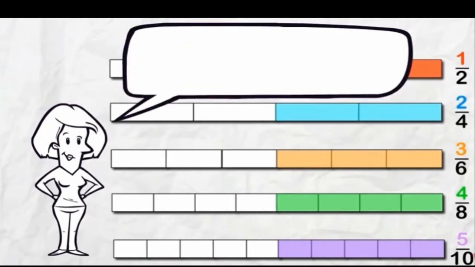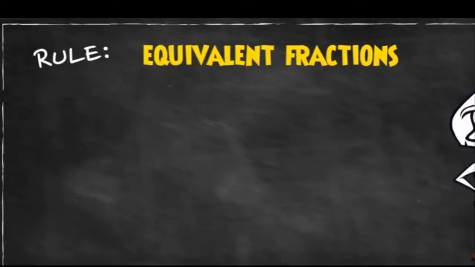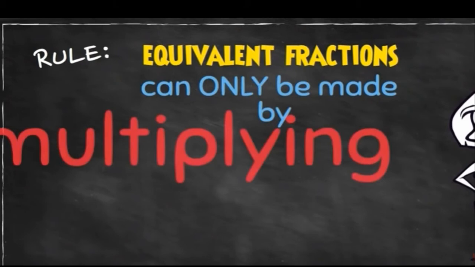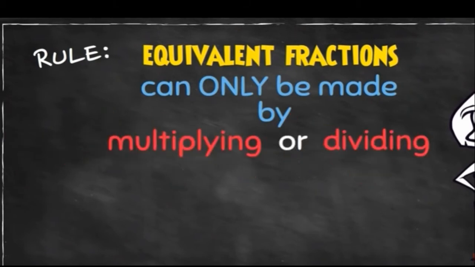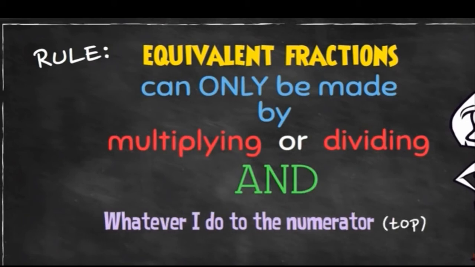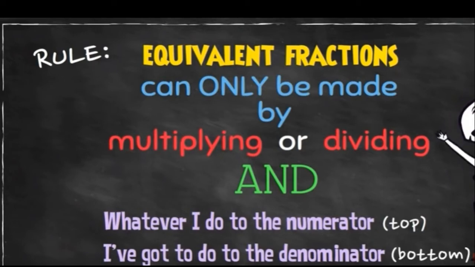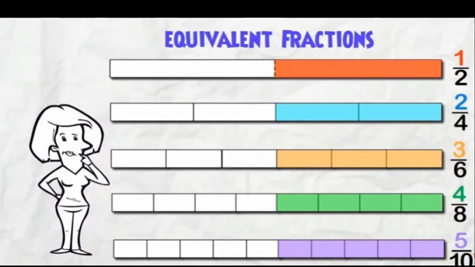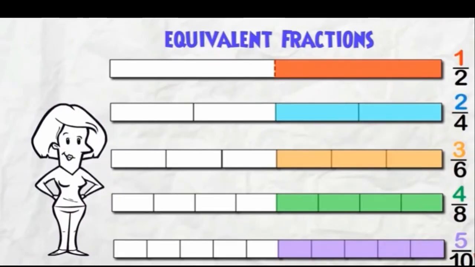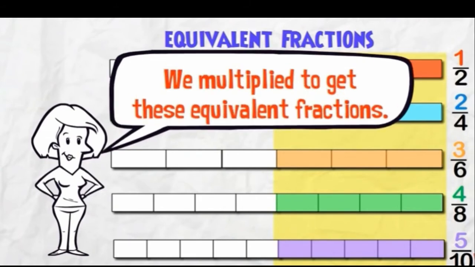I want you to take note, there is a rule. Equivalent fractions can only be made by multiplying or dividing. And whatever I do to the numerator, top, I've got to do to the denominator, bottom. These equivalent fractions of 1/2 have bigger numbers, but we can say they all have the same size value. So we multiply to get these equivalent fractions.